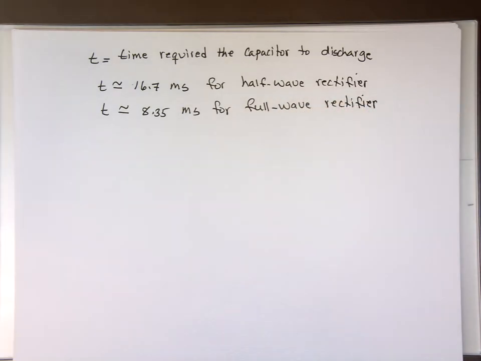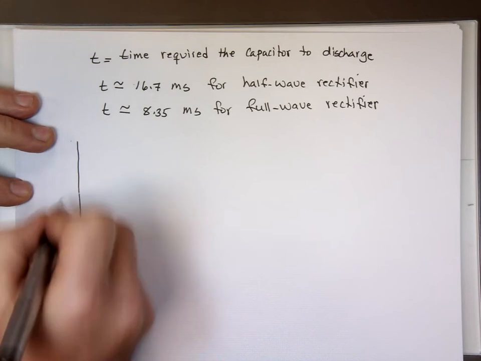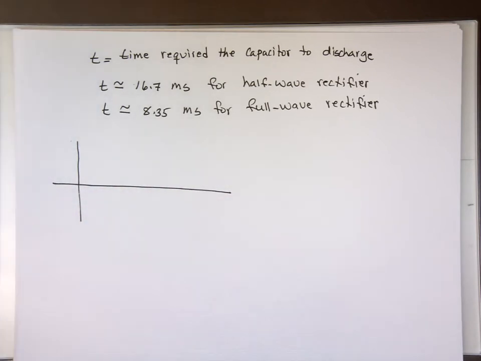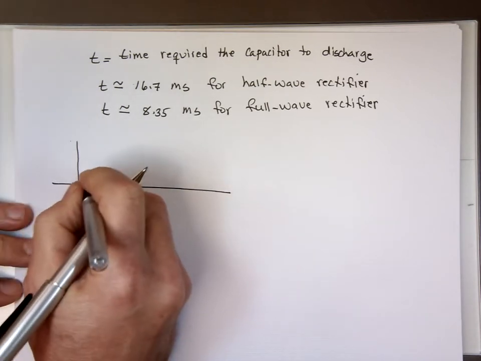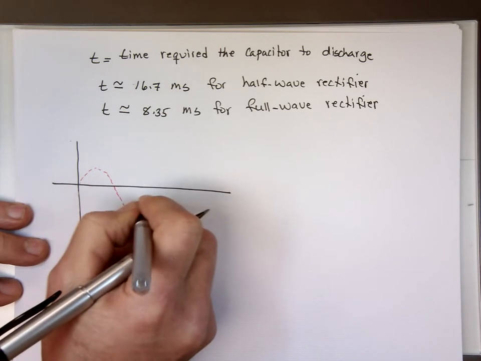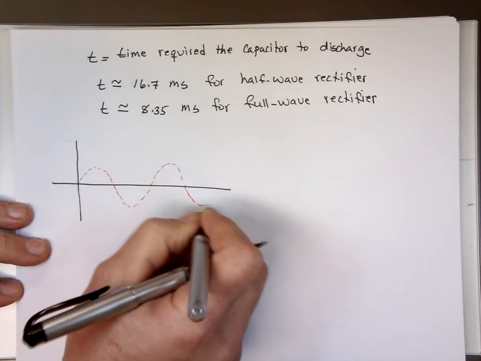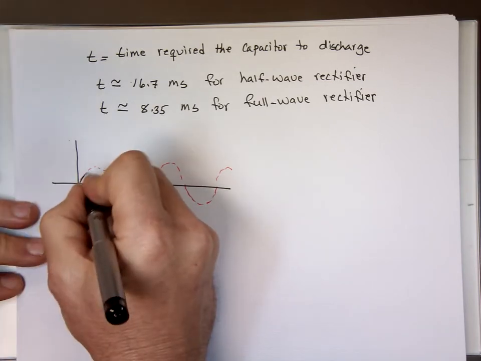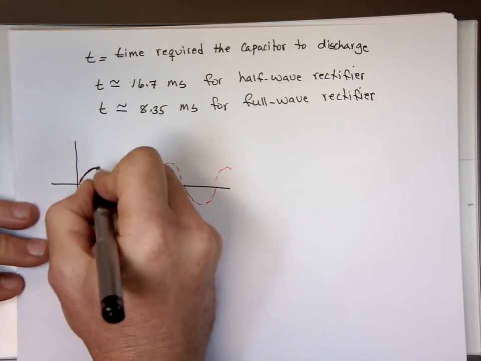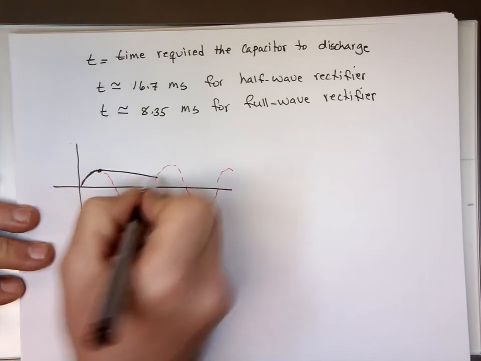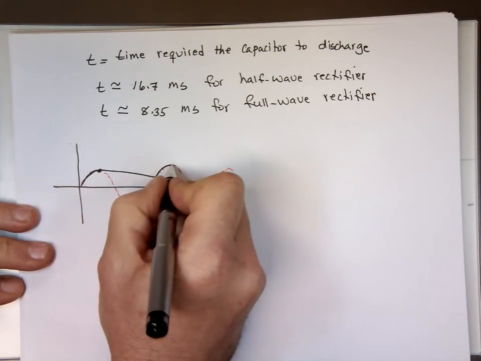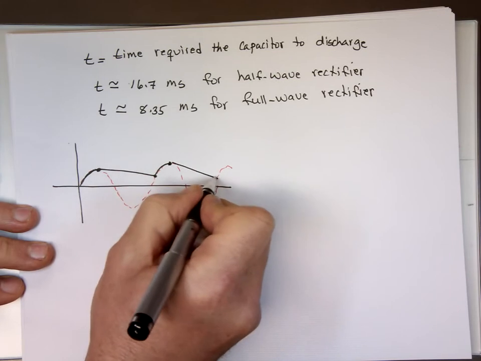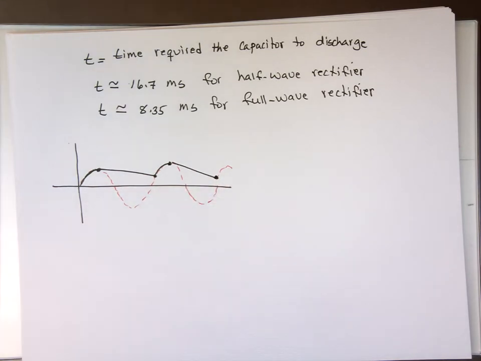Why is the time less for a full wave than half wave? Well, quickly, if you look at a half wave rectifier, I'll do that here, and I'll show you the picture. If this is your V in, again, we said V out is going to look like this, or V ripple is going to look like this. That's the half wave rectifier.